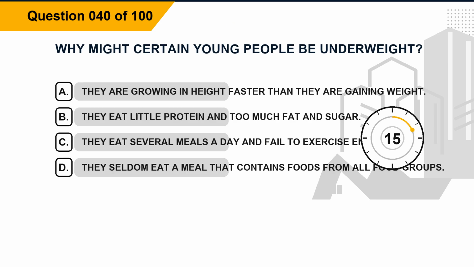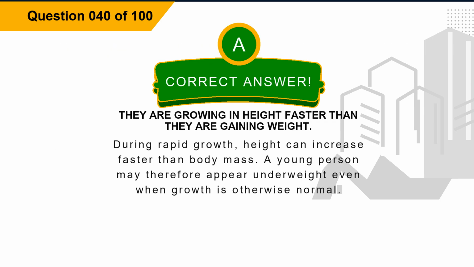Option A: they are growing in height faster than they are gaining weight. Option B: they eat little protein and too much fat and sugar. Option C: they eat several meals a day and fail to exercise enough. Option D: they seldom eat a meal that contains foods from all food groups. The correct answer is option A: they are growing in height faster than they are gaining weight.